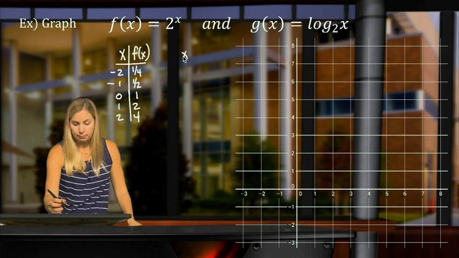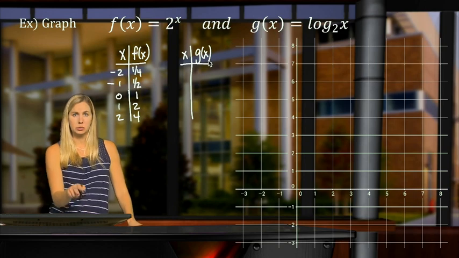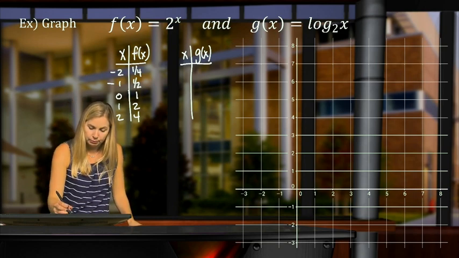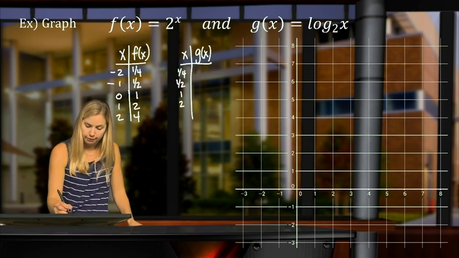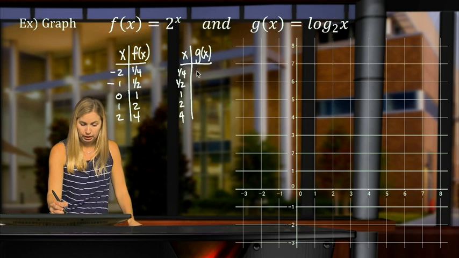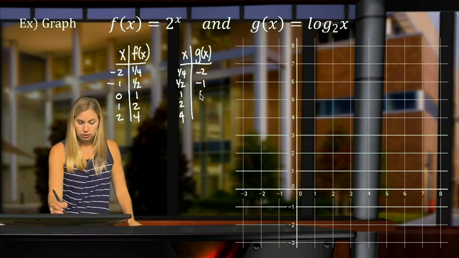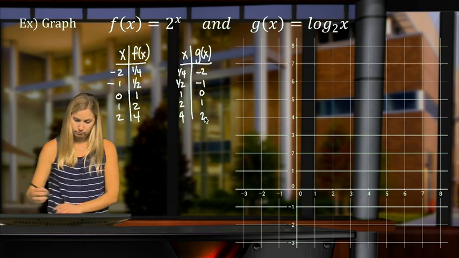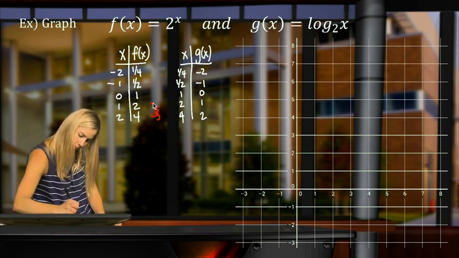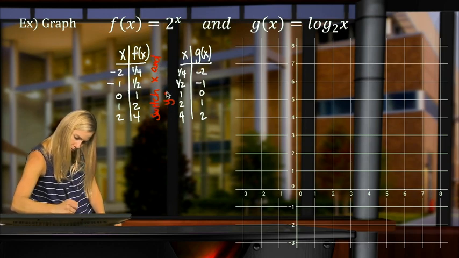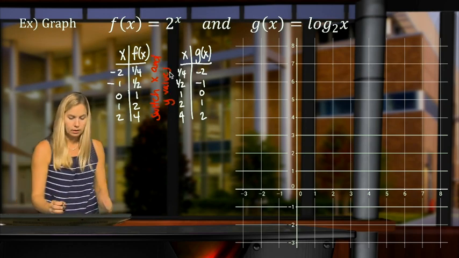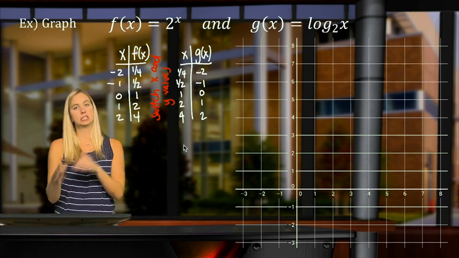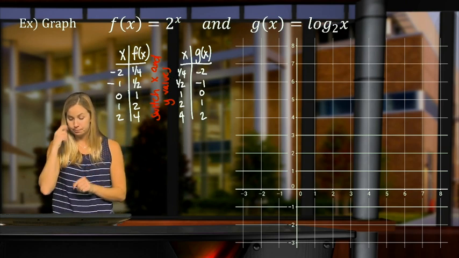So when I'm trying to make my table of values for g of x, which is the inverse, I'm just going to switch those two columns. My x values now become 1/4, 1/2, 1, 2, and 4. And my y column becomes negative 2, negative 1, 0, 1, and 2. Okay, and that note just says from one table to the next, we're just switching those x and y values.